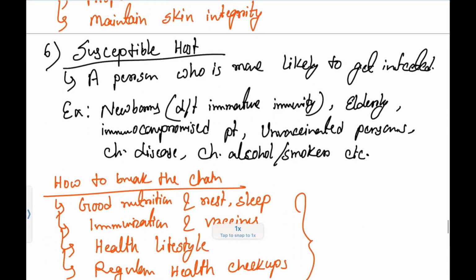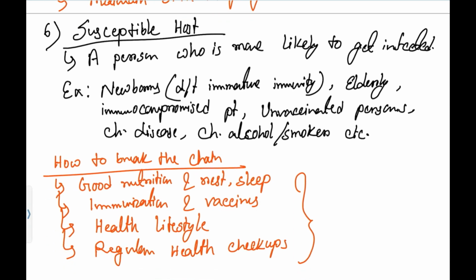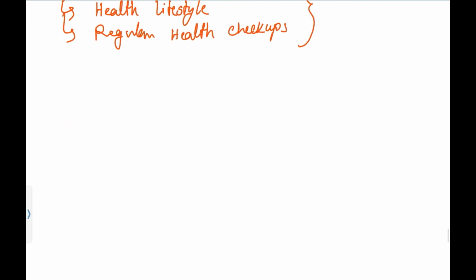And who are susceptible hosts? The persons who are likely to get infected can be a newborn, an elderly person, an immunocompromised person, an unvaccinated person, a person with a chronic disease, chronic alcohol abuse, or a chronic smoker. All of them come under the susceptible host. And we have discussed how to break the chain of infection. Now is the time to solve some questions, because those questions have a chance of coming in examinations. So let's discuss.